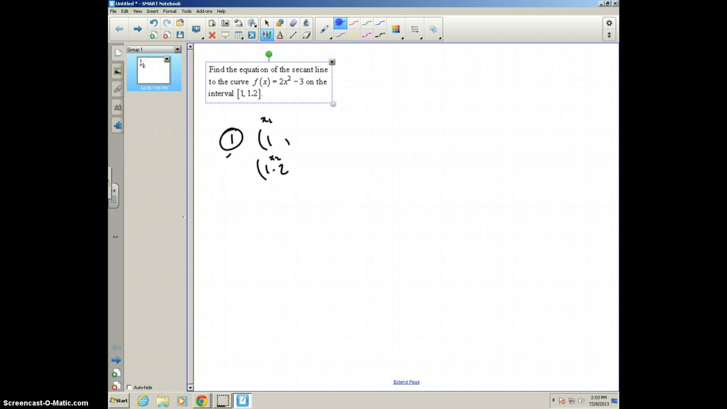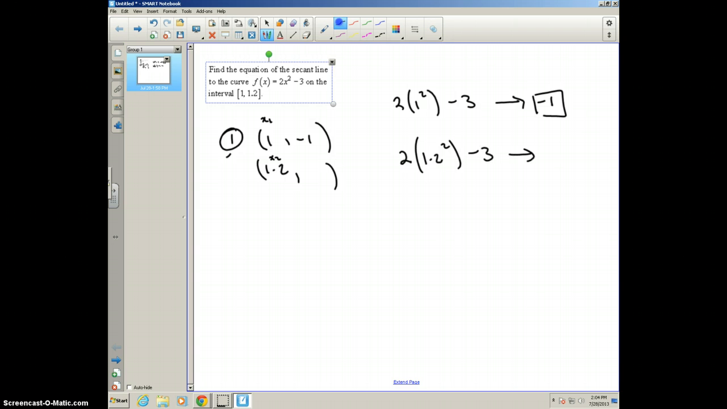And we have to find the y values. To find the y values, we're going to simply plug in 1 into 2x squared minus 3. So we'll have 2 times 1 squared minus 3, and this gives us -1. So we have 1, -1, and then we'll do 2 times 1.2 squared minus 3, and this will give us -0.12. So we have our points -0.12. So this is y1 and this is y2.